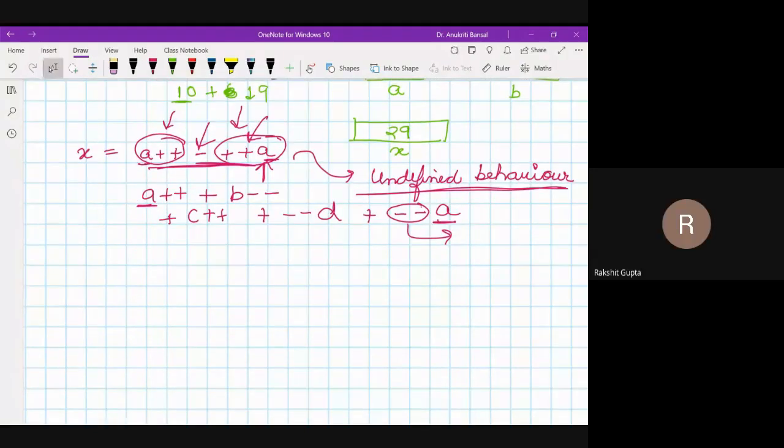If we do a++ separately, then there is no problem, because then we have two different variables on which we apply the operator. Then there will be no problem. The problem only occurs when we apply increment or decrement operator on the same variable multiple times in an expression. If we apply it on the same variable, it will cause a problem.